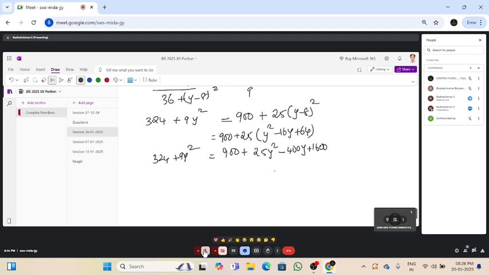So take everything to the right hand side. So 25 minus 9, 16y square minus 400y plus 900 plus 1600, 2500 minus 324. Okay. So I think all are divisible by 16. So divide by 16.